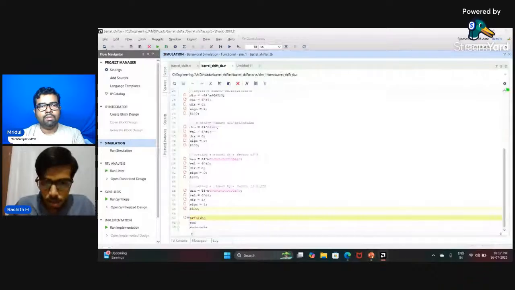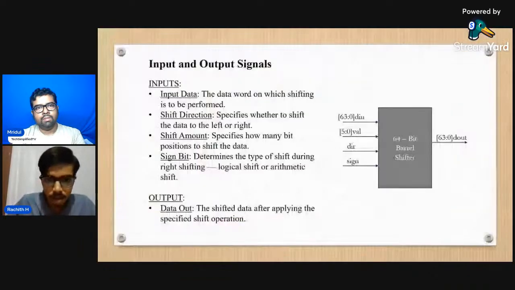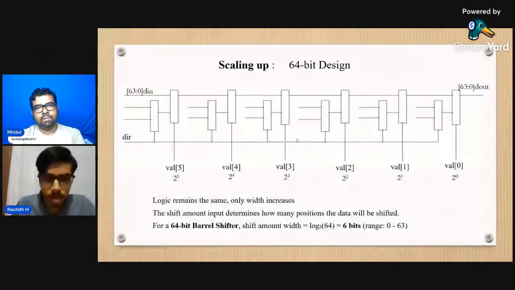So this is the schematic which was implemented using the Verilog code.